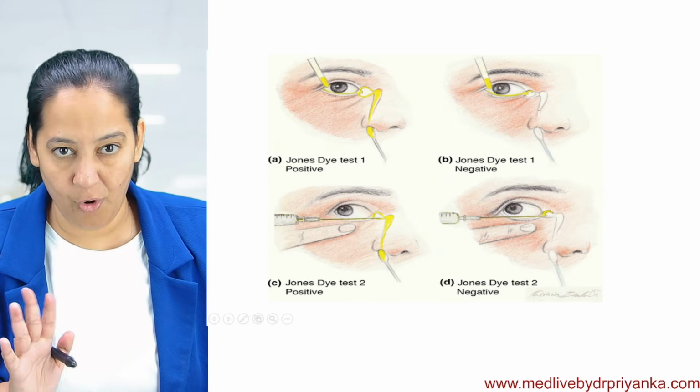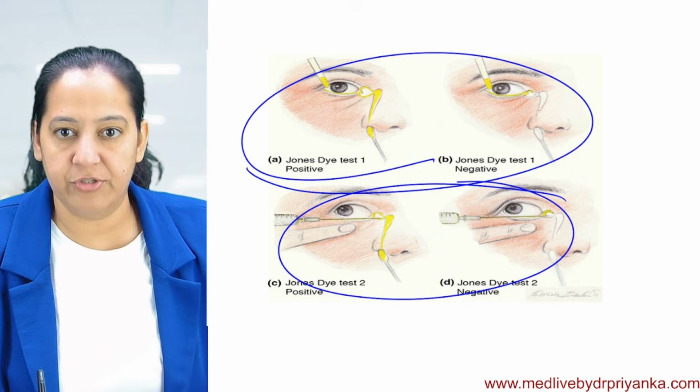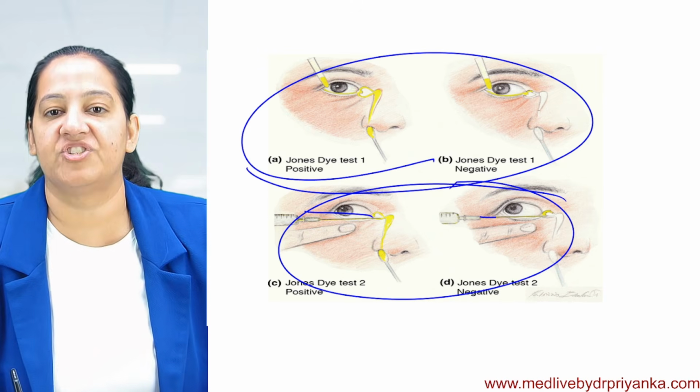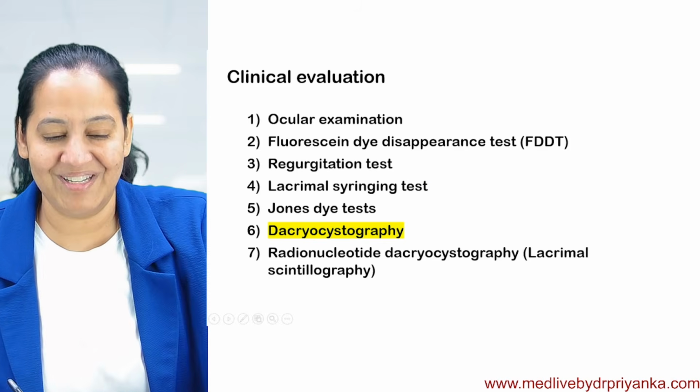I tried my best. I hope you got the two tests. This is the primary Jones test. This is the secondary Jones test. The secondary Jones test is done with the syringing. We are putting the saline with the pressure. So that's the Jones test, the fifth test.